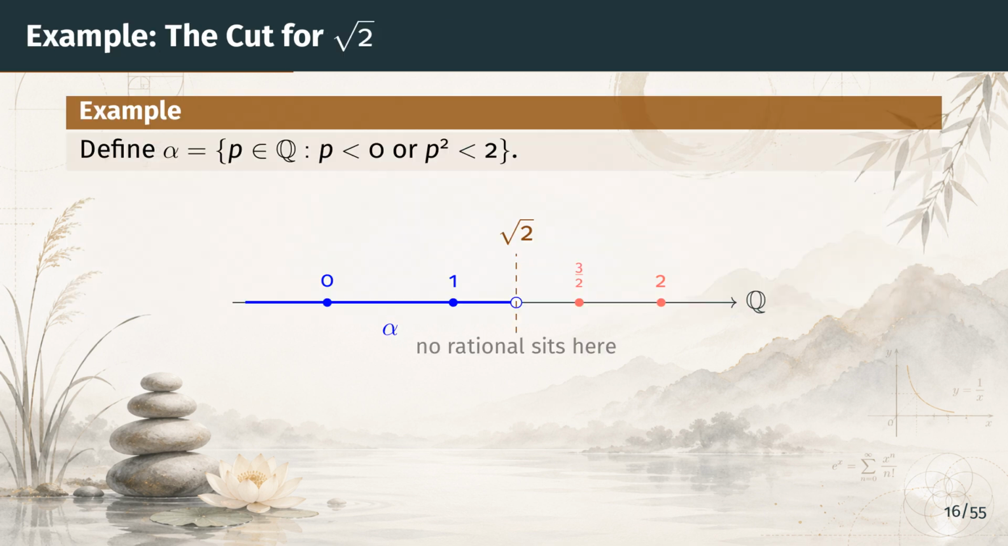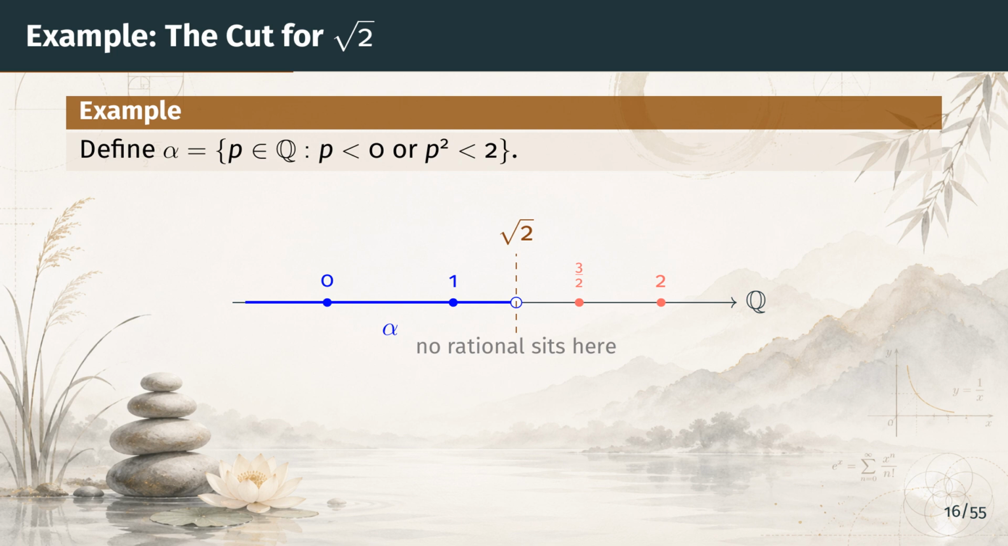This example is the whole point of the construction. Remember example 1.1 at the start of the chapter. We proved there is no rational whose square equals 2, and this created a gap in the rationals. The cut on the slide plugs that gap directly.